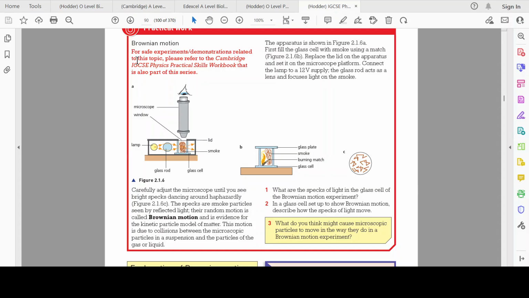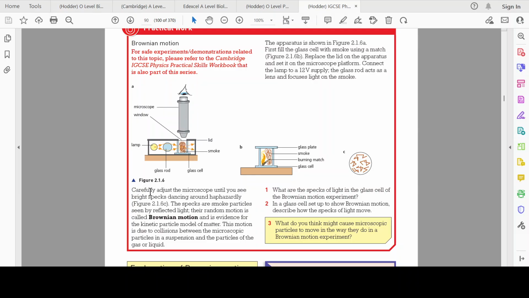And so what they're doing is testing Brownian motion, and you can look at the setup. There's a microscope, there is this container, there's a light source, a lamp. There's a glass rod that will act as a lens. You've got some smoke over here, and there's a lid covering it so the smoke stays within this container. There's a window, so this part of the lid is glass so that you're able to observe.